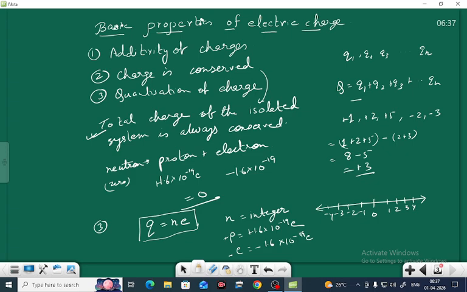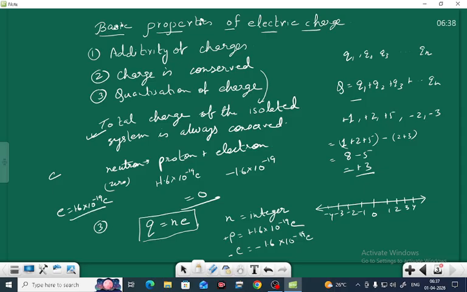In the International System of Units, a unit of charge is called a coulomb and is denoted by the symbol C. A coulomb is defined in terms of the unit of electric current, which you are going to learn in a subsequent chapter. In terms of this definition, 1 coulomb is the charge flowing through a wire in 1 second if the current is 1 ampere. The value of the basic unit of charge is equal to 1.6 times 10 to the power minus 19 coulomb.